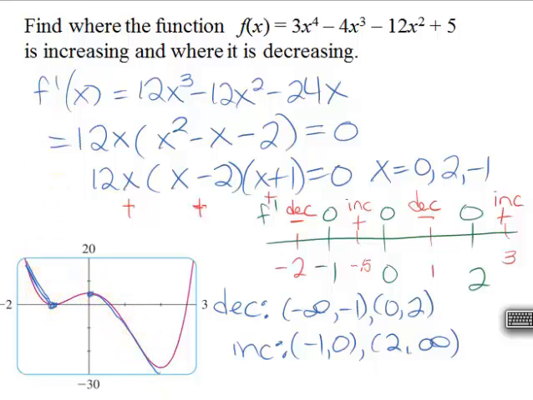Then we said it was increasing from negative 1 to 0. We see that right here. And we said it was increasing from 2 to infinity. Now remember, we're looking at the x values. So here's 2, and we see the graph increases. So here's our intervals of increase, and we saw our intervals of decrease.